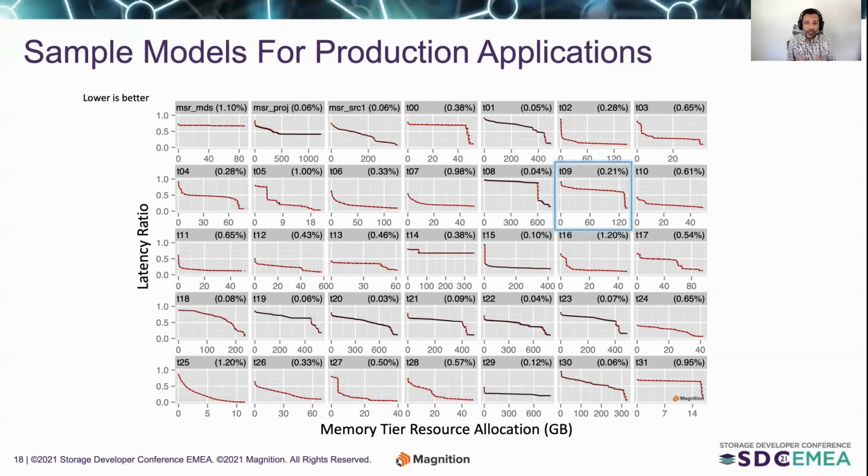So for T09, you really don't want to allocate pretty much anything more than a few gigabytes of your most expensive tier unless you're able to afford to go to 130 gigabytes or your SLA requires it. On the other hand, we have T15, and T15 gets all of its benefit in the first couple of gigabytes of the most expensive tier of memory, and you can give it as much as you want after. It's just going to flatline.